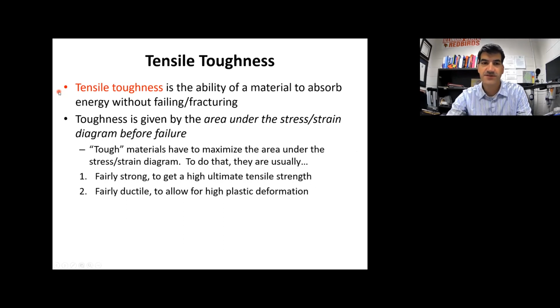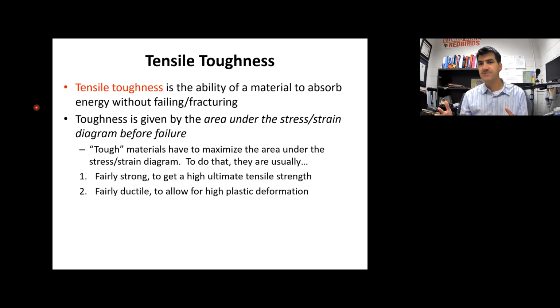The last concept that we'll talk about today is called tensile toughness. Now, toughness in general terms is the ability of a material to absorb energy before failing. So tensile toughness is the ability of a material to absorb energy in a tensile test before it fails. And the way that you can calculate the toughness of a material in a tensile test is by calculating the area under that stress-strain curve. So if you want to get a tough material, you're trying to maximize the area under that stress-strain curve.